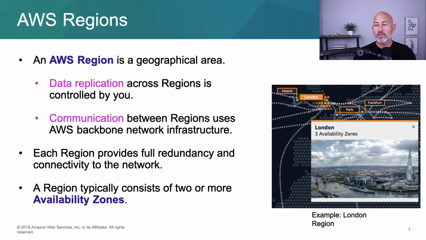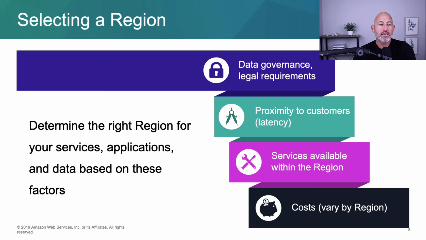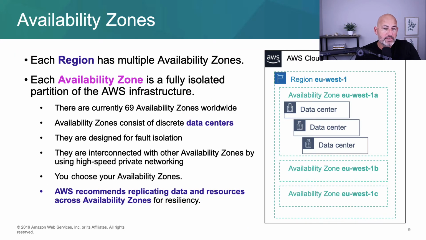A region usually has at least two availability zones inside. The idea here is that those availability zones help you also have a more reliable system. So why would you pick a certain region? It could be data governance, so we know the European Union has different laws, proximity to customers, services available within the region, and costs.